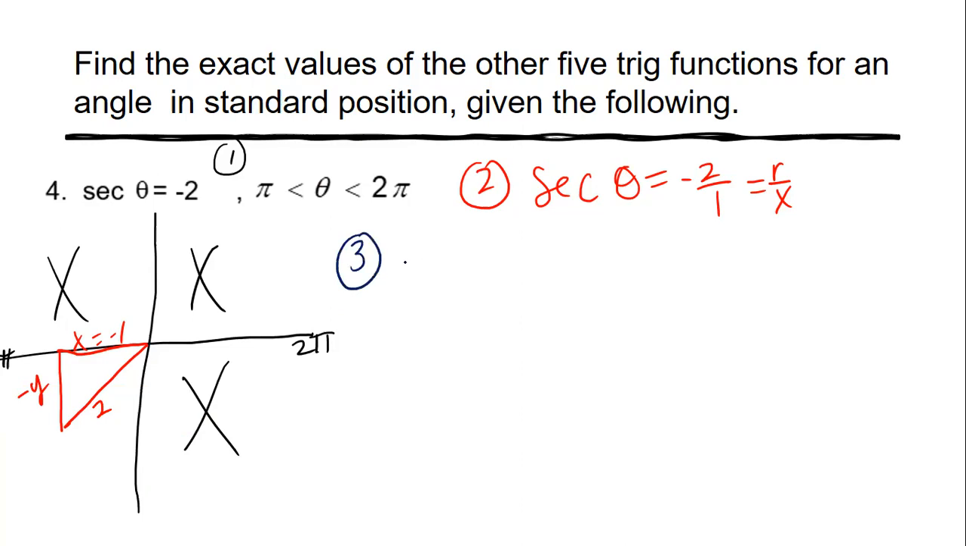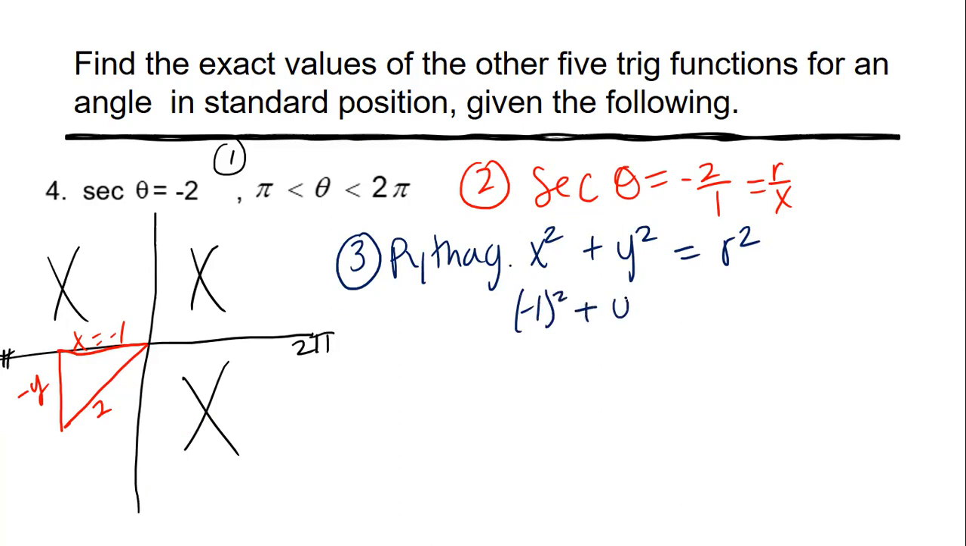Step 3 is we're going to use Pythagorean to solve for what we're missing. Again, we're using x squared plus y squared equals r squared. I'm going to plug in my x. I have -1 squared plus y squared equals 2 squared. So y squared equals 4 minus 1.